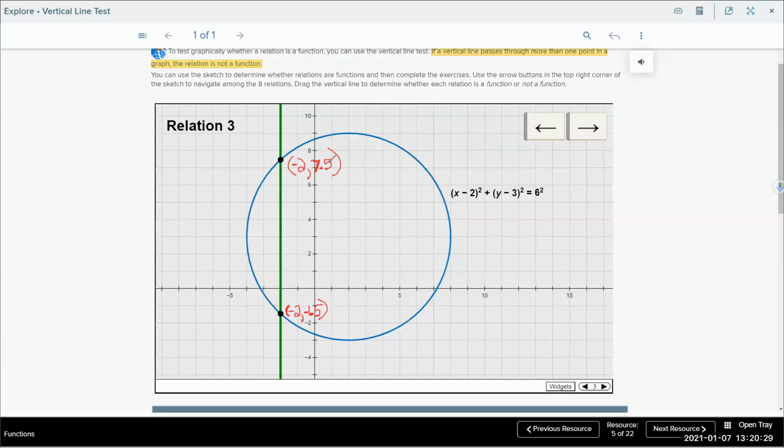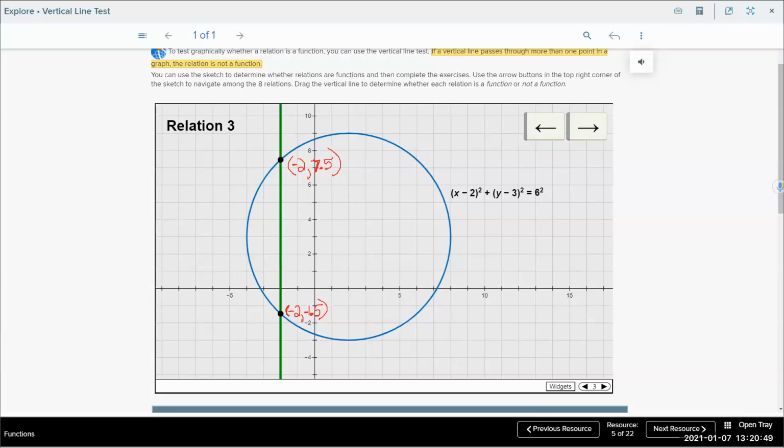the range, the output, the y values. Okay, that's why it's not a function. That's why our vertical line has to intersect the relation in only one point, so that it's proving to us that that x value has only one y value assigned to it.